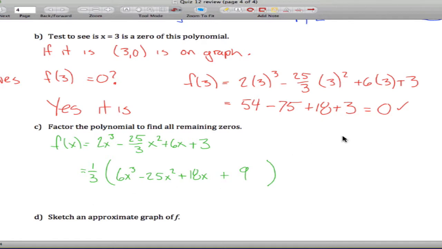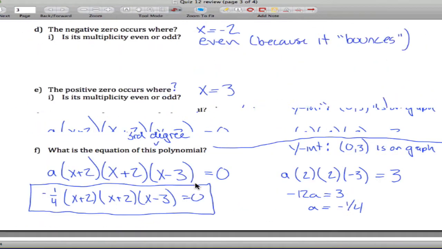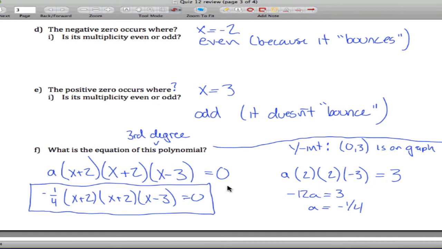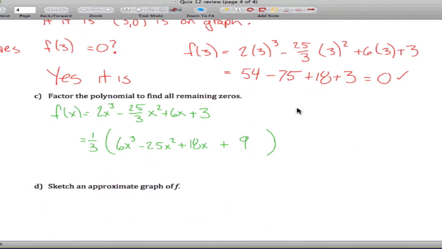To factor that thing out, I know that 3 is a 0 of this polynomial. If 3 is a 0 of this polynomial, then x minus 3 must be a factor of this polynomial. So if I divide x minus 3 into that polynomial, 6x cubed minus 25x squared plus 18x plus 9, it should divide in evenly. Because it's a factor of the polynomial, it's got to divide evenly. It should get no remainder down here. So either synthetic division or polynomial long division at this point.